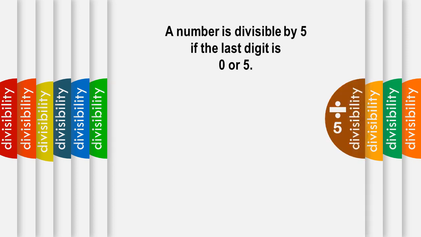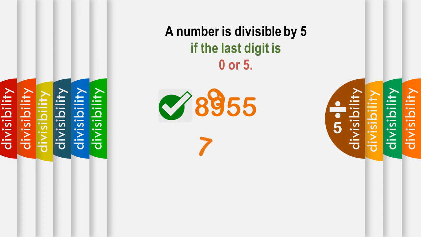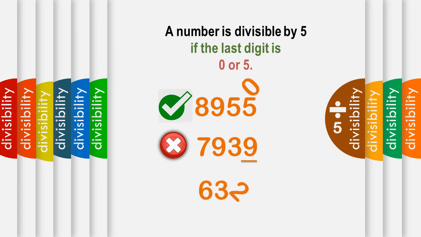Divisibility by 5. A number is divisible by 5 if the last digit is 0 or 5. For example, look at the number 8,955. Is it divisible by 5? Yes, because the last digit is 5. Look at the next number. 7,939 is divisible by 5? No, because the last digit is 9. Look at one more number. 6,320 is divisible by 5? Yes, because the last digit is 0.